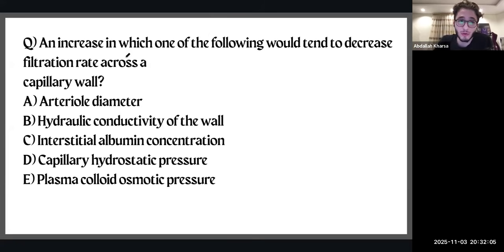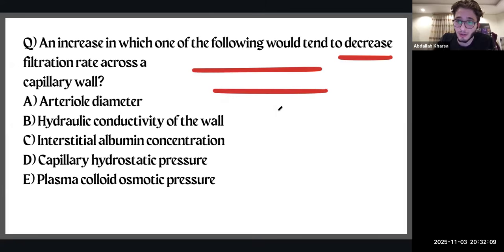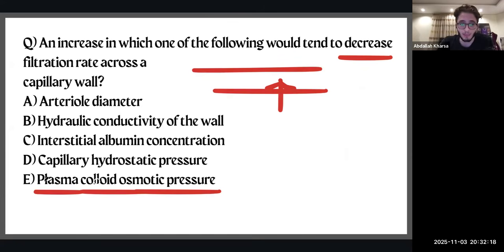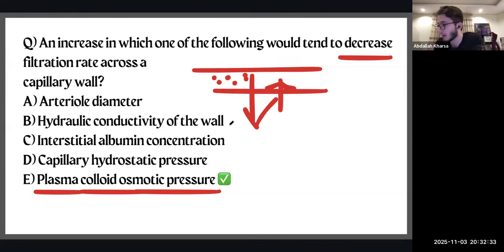An increase in which of the following would tend to decrease filtration rate. Decrease, and you have less fluid leaving, and you have more fluid entering. Someone said E. Plasma colloid osmotic pressure. Let's break it down. Plasma is inside. Colloid is proteins. You have proteins inside. If you have proteins inside, are they going to suck the blood in or are they going to push it out? They're going to suck it in. That's exactly what it is.